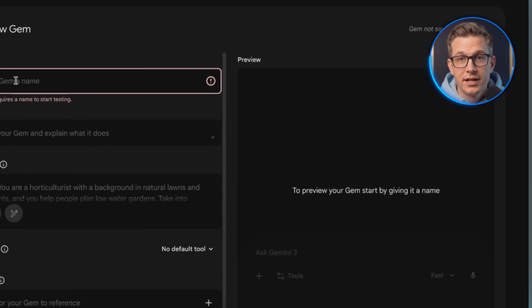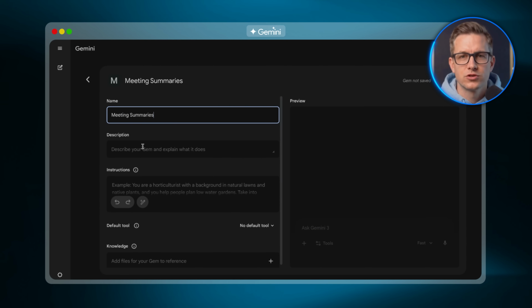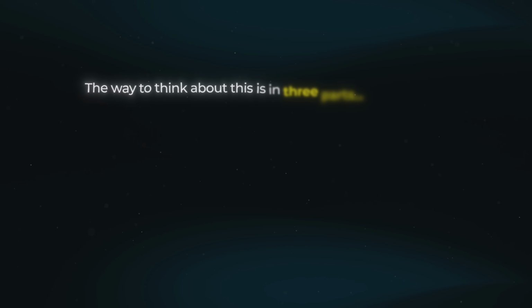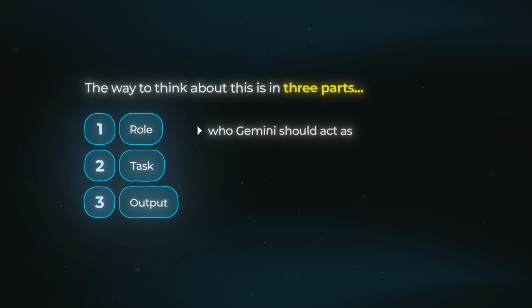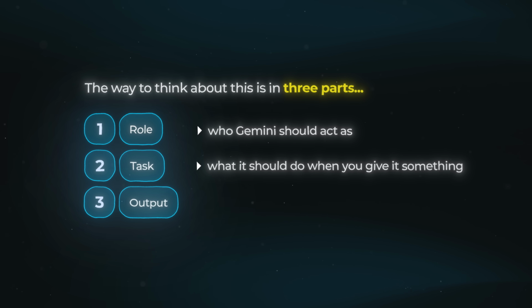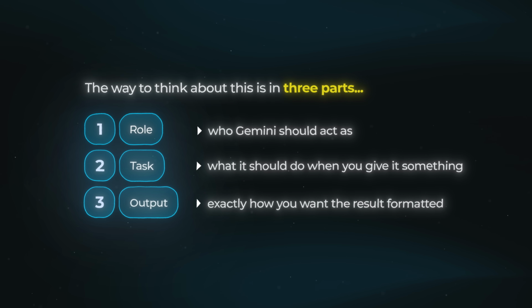I'll click New Gem, and now I can give it a name and write out the instructions. The way to think about this is in 3 parts: role, task, and output. Role is who Gemini should act as. Task is what it should do when you give it something. And output is exactly how you want the result formatted.